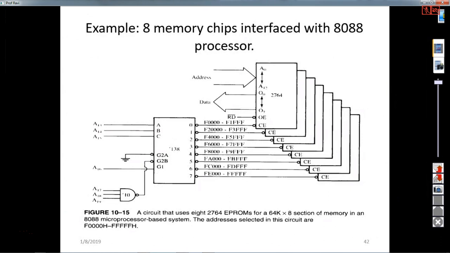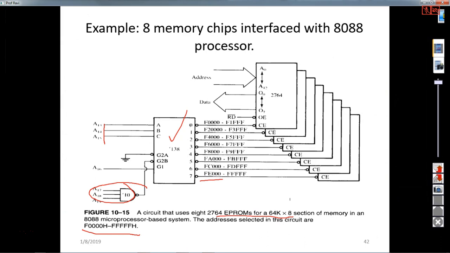So now this is an example of 8 EEPROMs interfaced with the 8088, and then your 74LS138. So here F0000 to FFFFFH, each is decoded with A13, A14 and A15, and A16, A17 and all can be used. Okay, A16, A17 can be used to identify because they are always zero in this case, F0000, F00, all this case, right? So this is of 64K, 8 by 64K EPROMs are interfaced, and then their address mapping you can try to see.